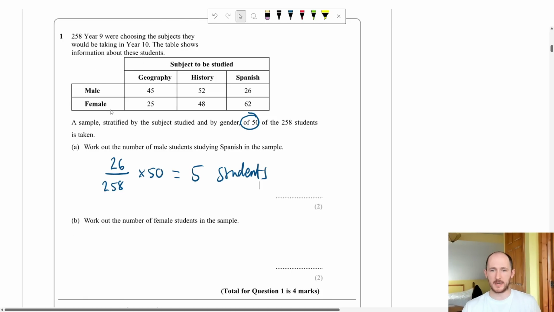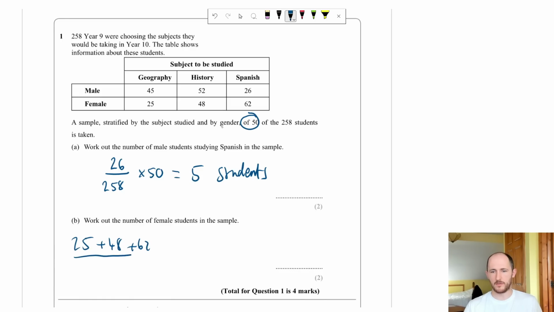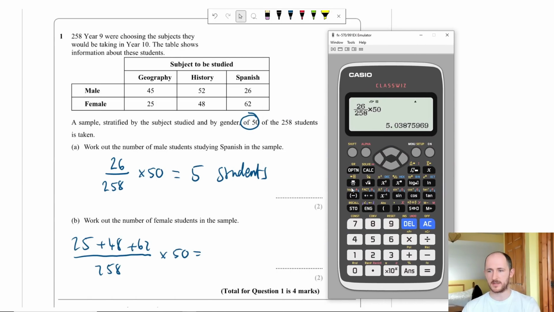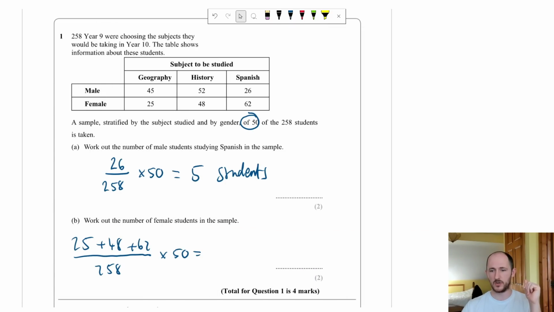So the number of female students, again, we're going to look at the females. We actually have 25 plus 48 plus 62 females. Don't forget all of the females. So we're going to do 25 plus 48 plus 62 all over, again, the total number of students in Year 9, 258. And once again, just times it by 50. Nice and easy. However, it is something that a lot of students get wrong because they kind of forget to study it. And I can see why, it's not exactly something you would necessarily remember. It doesn't come up too frequently. And again, decimal 26.16. Let's just call it 26 students. So we're going to take 26 females and therefore 24 males in this sample.